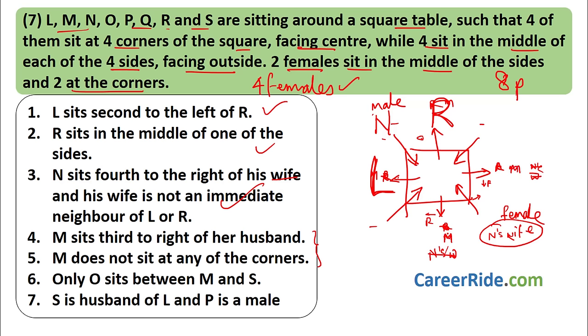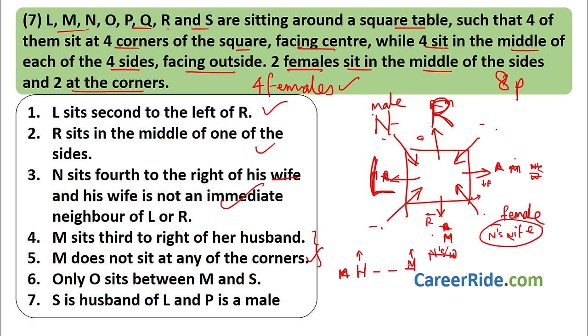Now let us see this sentence. This sentence gets satisfied. Now, M sits third to the right of her husband. How many vacant places are there? This, this, this, this and this. What does it mean? M sits third to the right of her husband. That means that M's husband, say this is her husband facing this way. Third to the right of husband, 1, 2 and 3 position is M. And M is also facing this way.